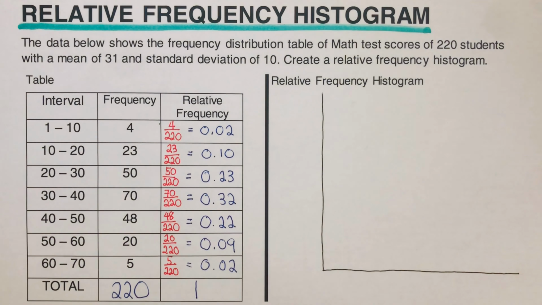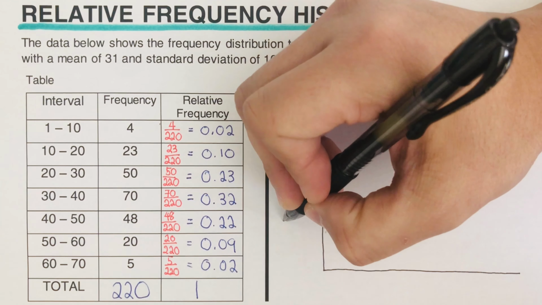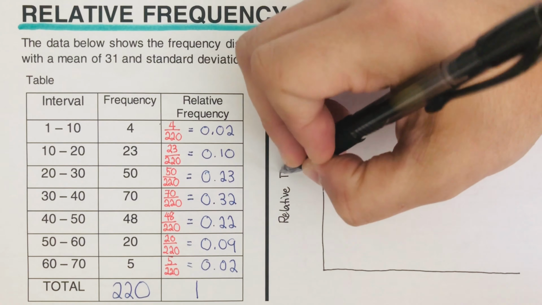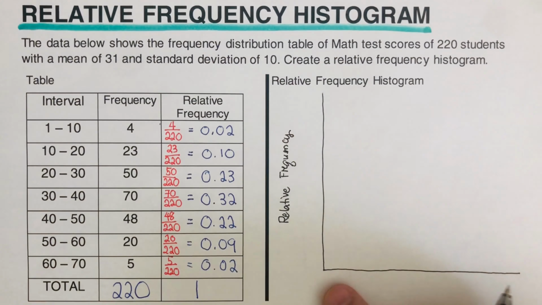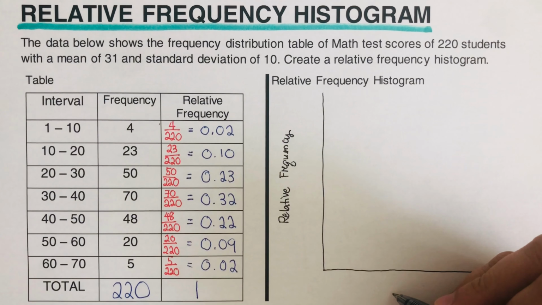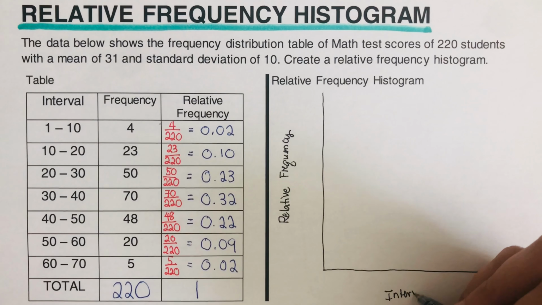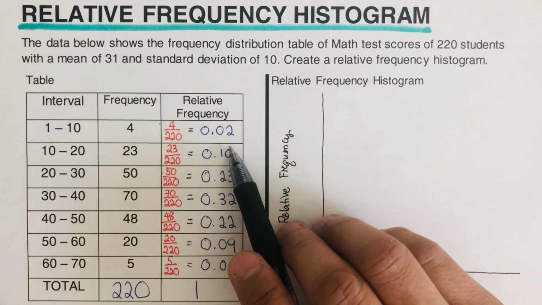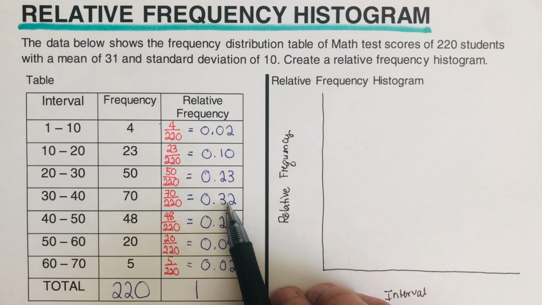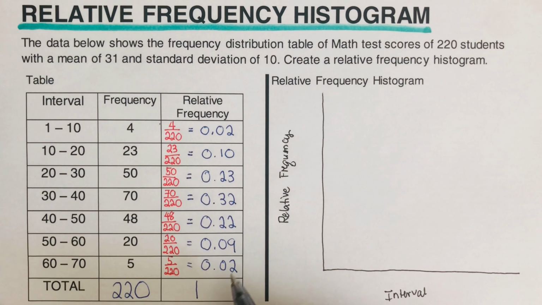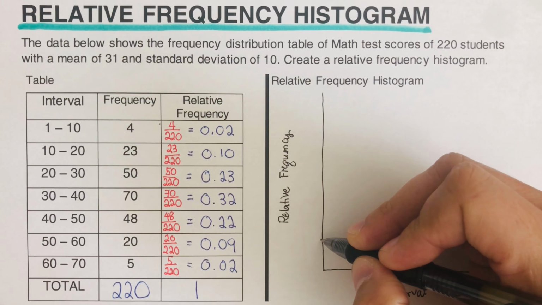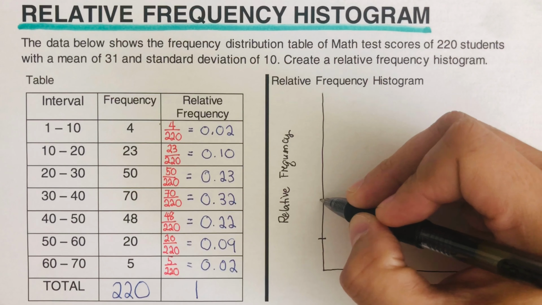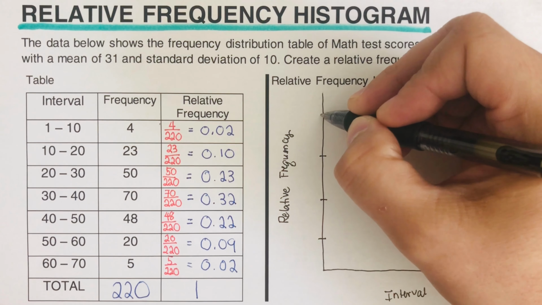Okay, so this side right here would be for relative frequency. And this horizontal line will be for the interval. What we are going to do next is look at the relative frequency that we have here. The highest value for relative frequency is 0.32. So I can go ahead and have this up to 0.4. So I'm just going to take this as 0.1, 0.2, 0.3, and 0.4.